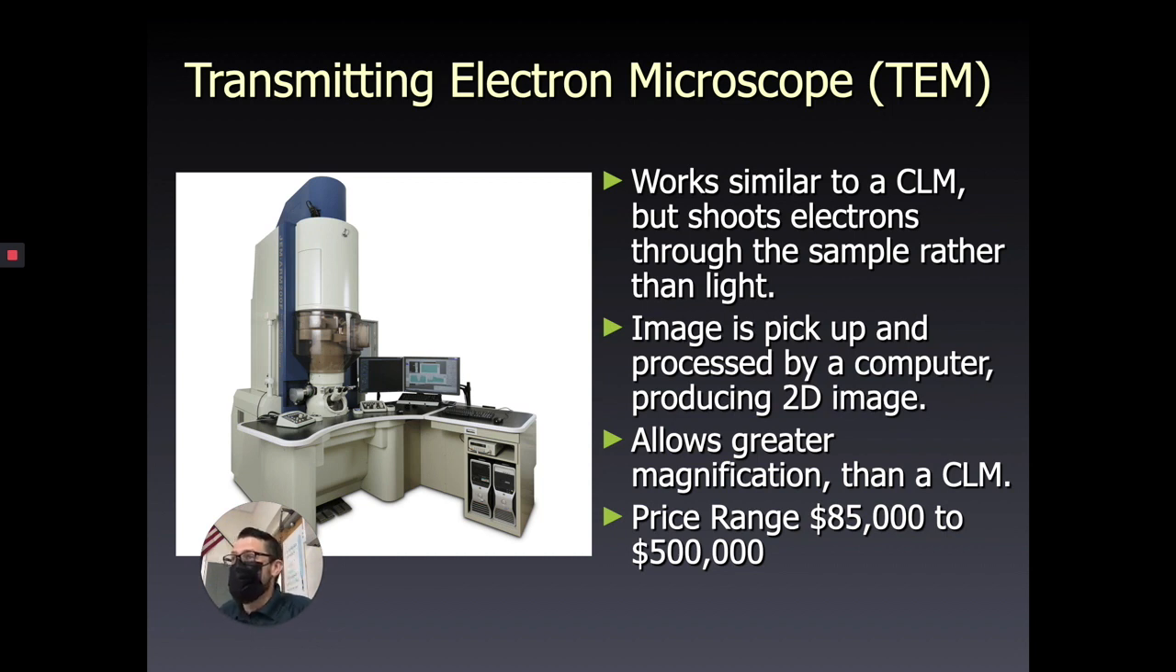So this is a big piece of equipment, and it has a price tag to match. Anywhere between $85,000 to $500,000. You could get a couple of nice cars for that amount of money. So there's a reason why McKeel doesn't have any of these lying around. The other reason why electron microscopes are not commonly found in high schools is because they are fairly difficult to operate.